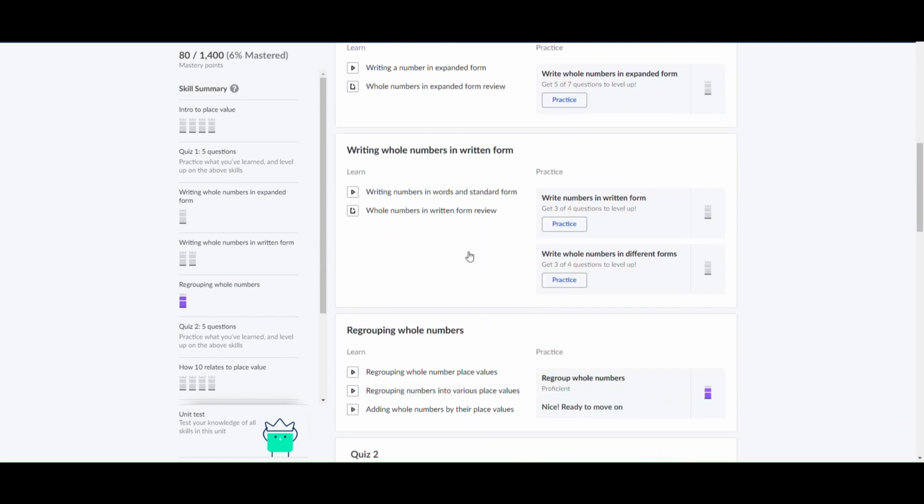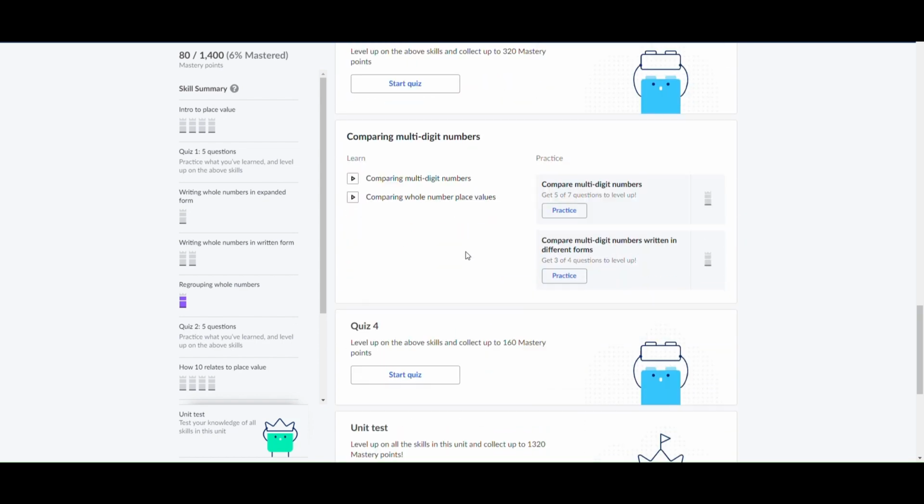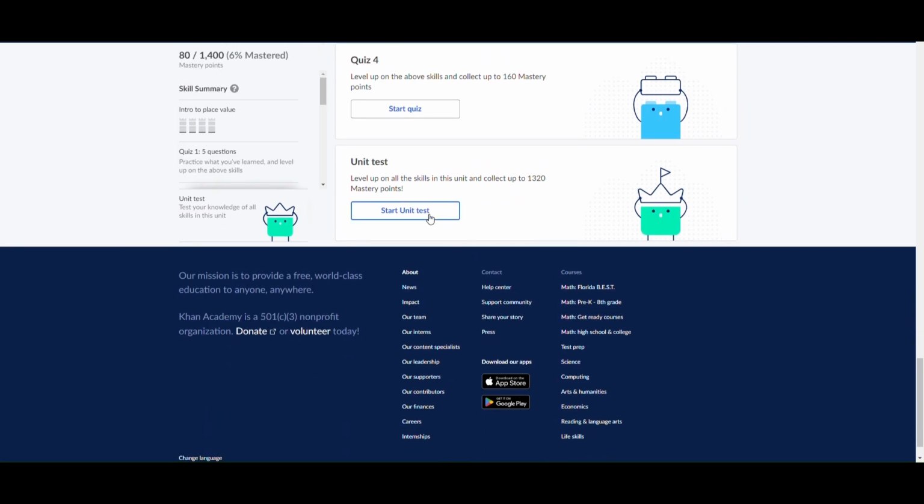Or two, come all the way down to the unit test and then start the unit test. Now, the unit test usually covers most of the content. I don't think that it covers all of them all of the time, but usually it does. So what I'm going to do is start the unit test. I'm going to go ahead and just answer a couple of these.